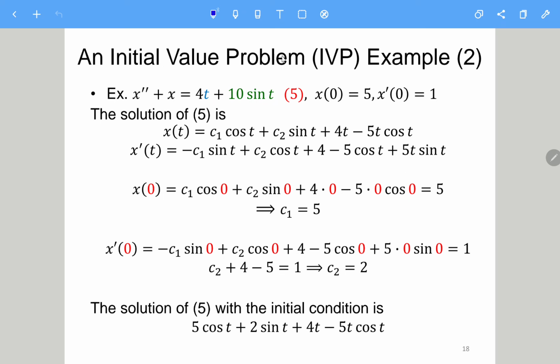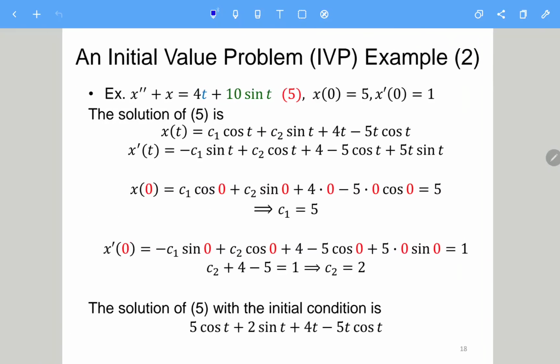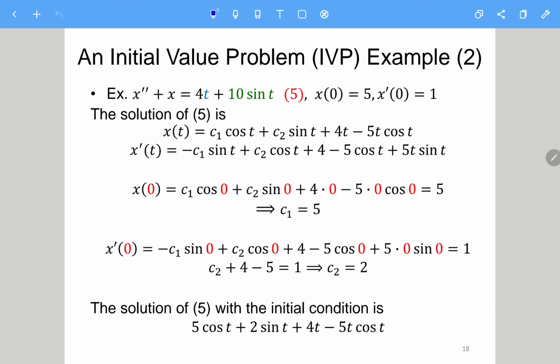So now with the initial condition, we know the solution to 5 will be this one. Okay, so I think that's all for today.